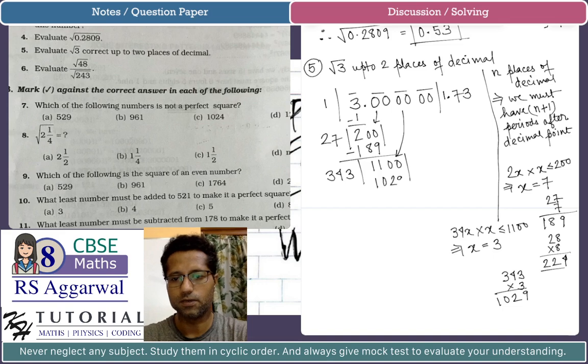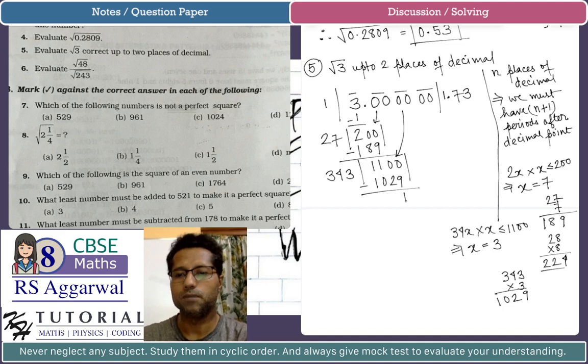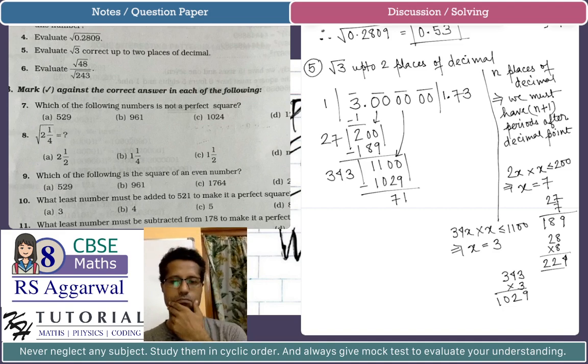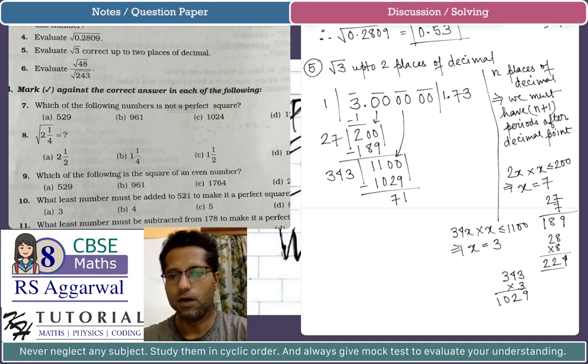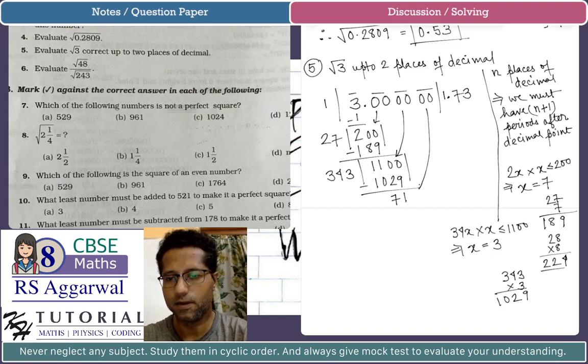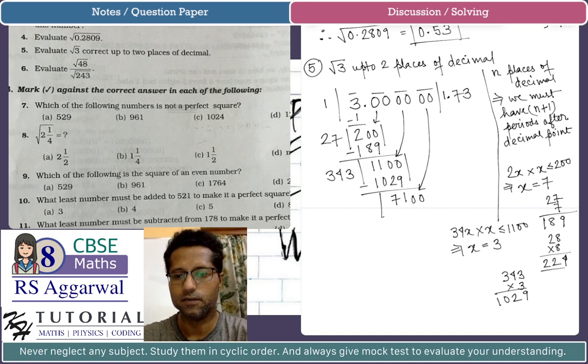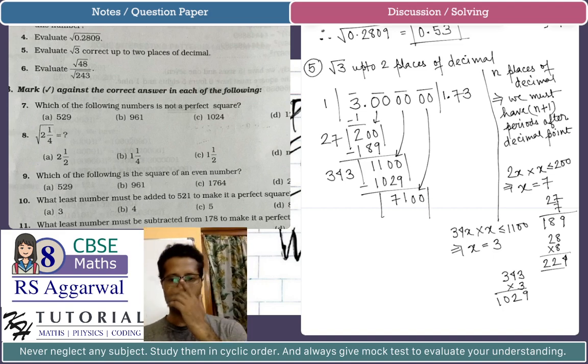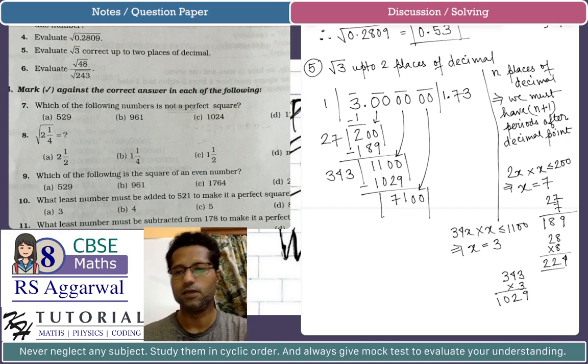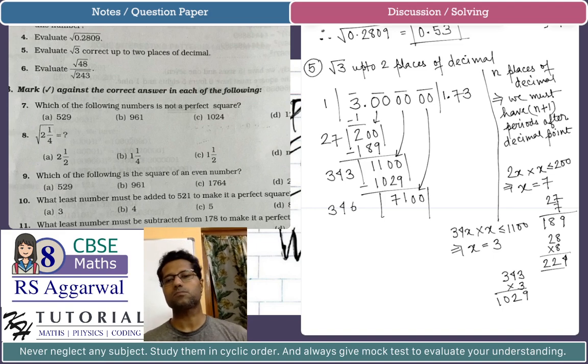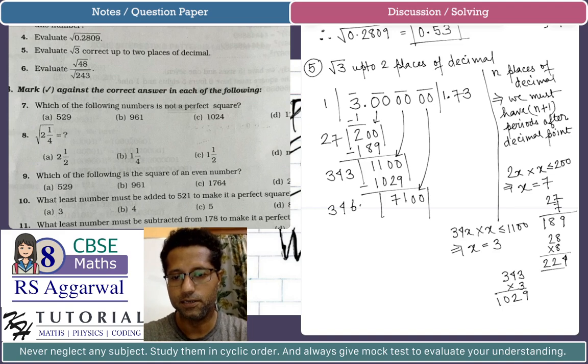We subtract 1029 from the current dividend, and the remainder becomes 71. We bring down the next period, which is the last period, and append it to the current remainder, and we get 7100 as the next dividend. The next divisor will be the quotient, ignoring the decimal point, multiplied by 2. So 173 multiplied by 2 is 346. Now we again have to find the maximum digit x such that the 4-digit number 346x multiplied by x is less than or equal to 7100.